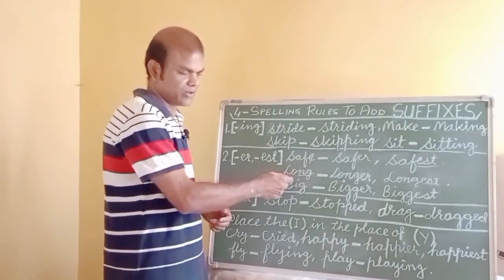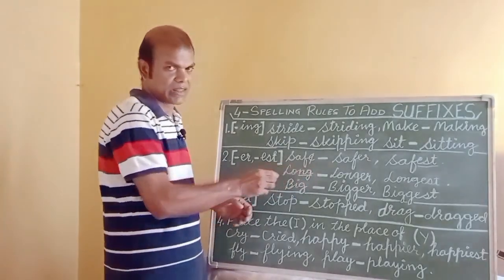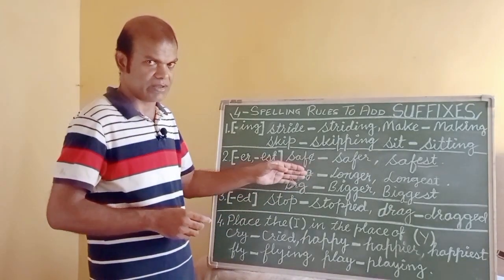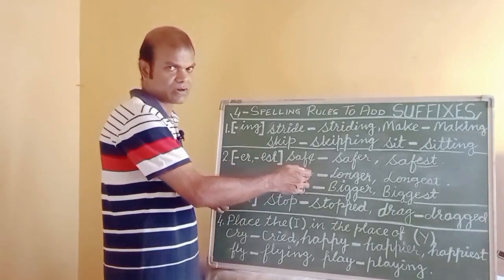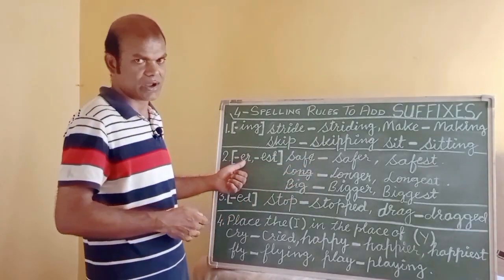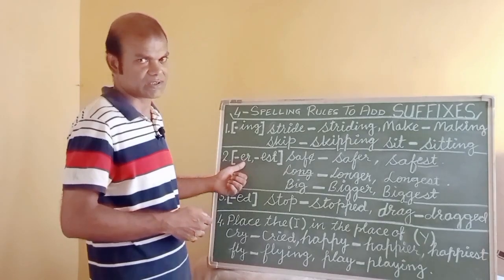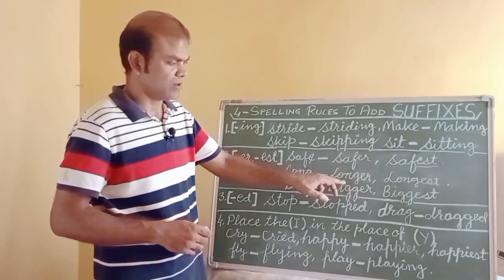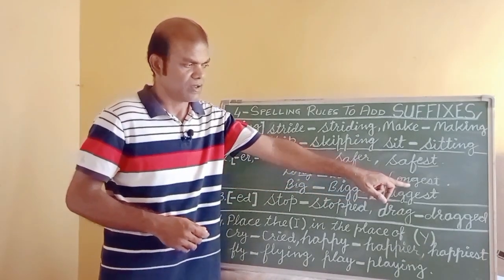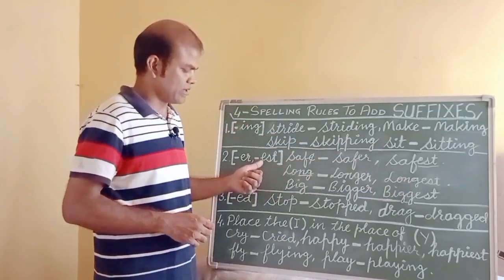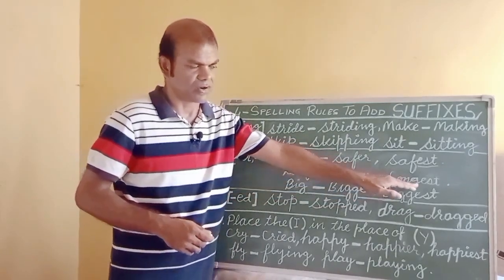Like in this word, you can see the ng. There are two consonants at the end of this word. To change this word into the comparative degree, we just have to add the er suffix. We get the comparative degree, longer. Same in this one, we are going to add est after the word long.